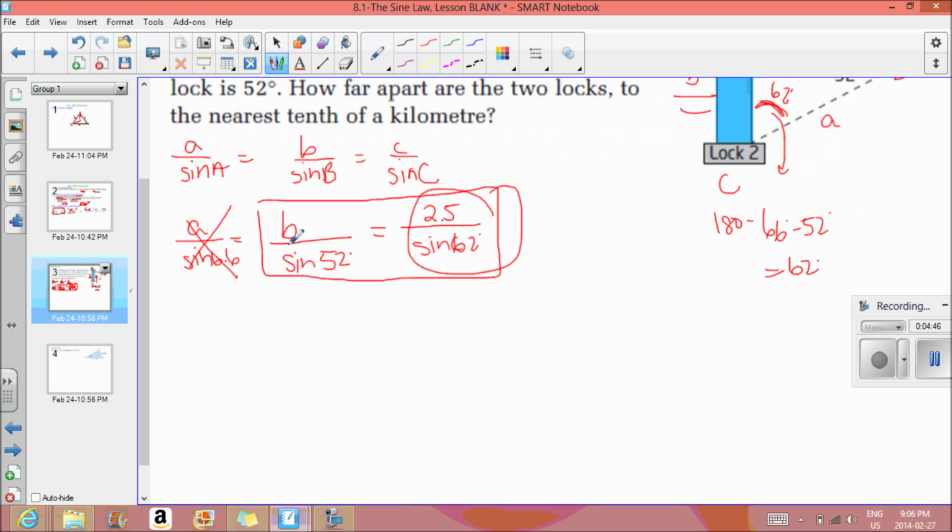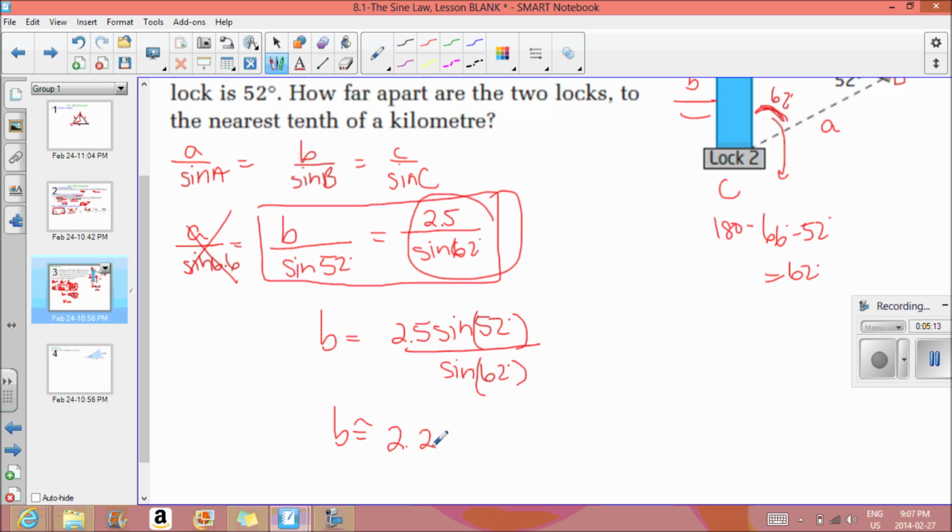So if we set this up and we start solving, if we're solving for B, we need to move this divided by sine 52 to the other side, which then gives us B equals 2.5 times sine 52 degrees divided by the sine 62 degrees that's already there. And if you type this into your calculator, you will get approximately 2.2, and our units were kilometers.